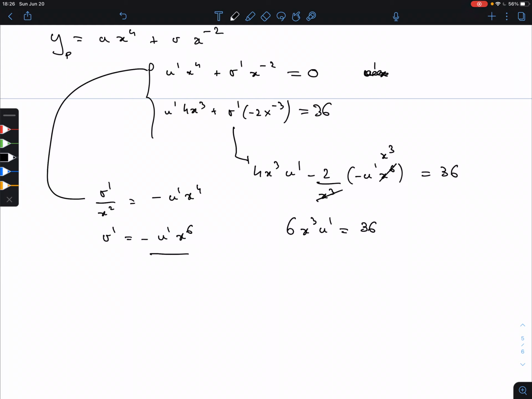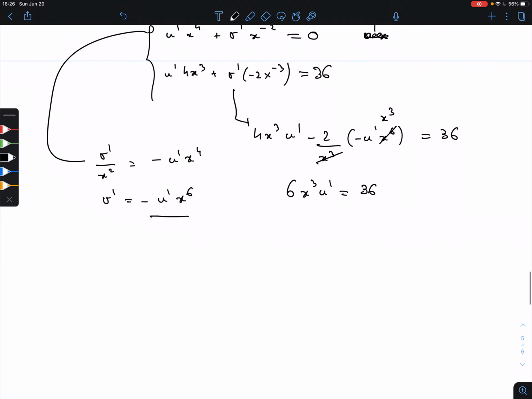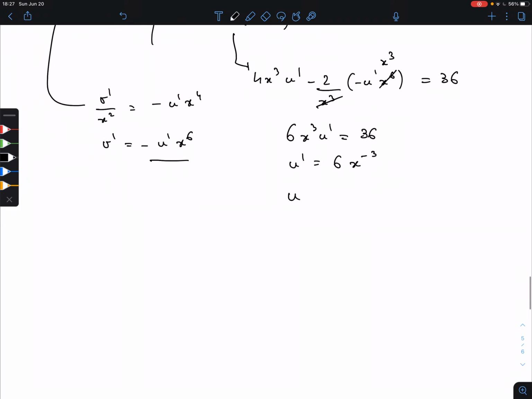Right. I have to solve for u prime, so this means that u prime is now equal to 6x to the minus 3. And now I integrate. So u is equal to the integral of 6x to the minus 3 dx. So that is 6x to the, add 1 to the exponent, divided by the new exponent. And what do we do with the parameters? Always have to think about that. Let's think.